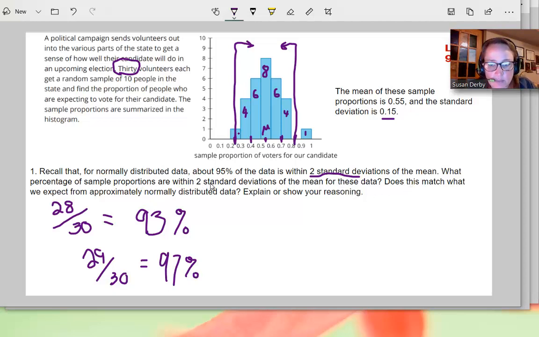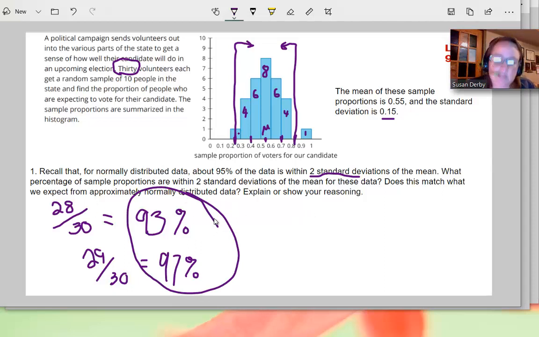So when it asks us, what percent of sample proportions are within 2 standard deviations of the mean, it's one of these 2 numbers here, and does it match what we expect? I'd say yes, absolutely it matches what we expect. We are right there within that 93%, within 95%, within 2 standard deviations of the mean. We're going to stick with the same question, and now we're going to apply that margin of error.